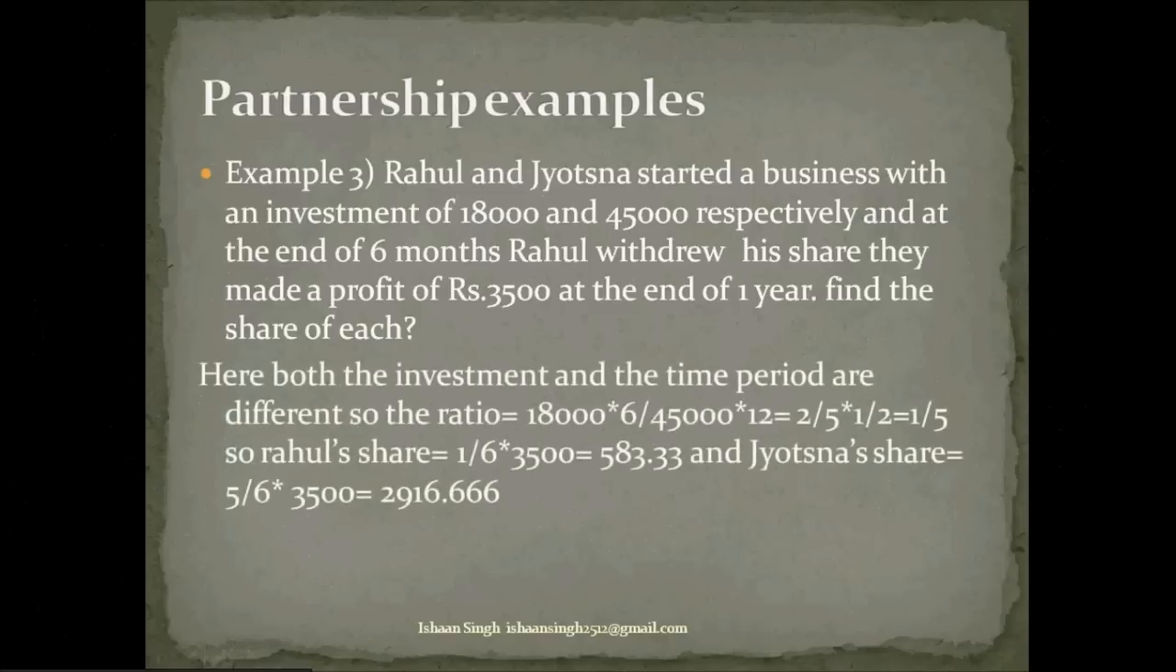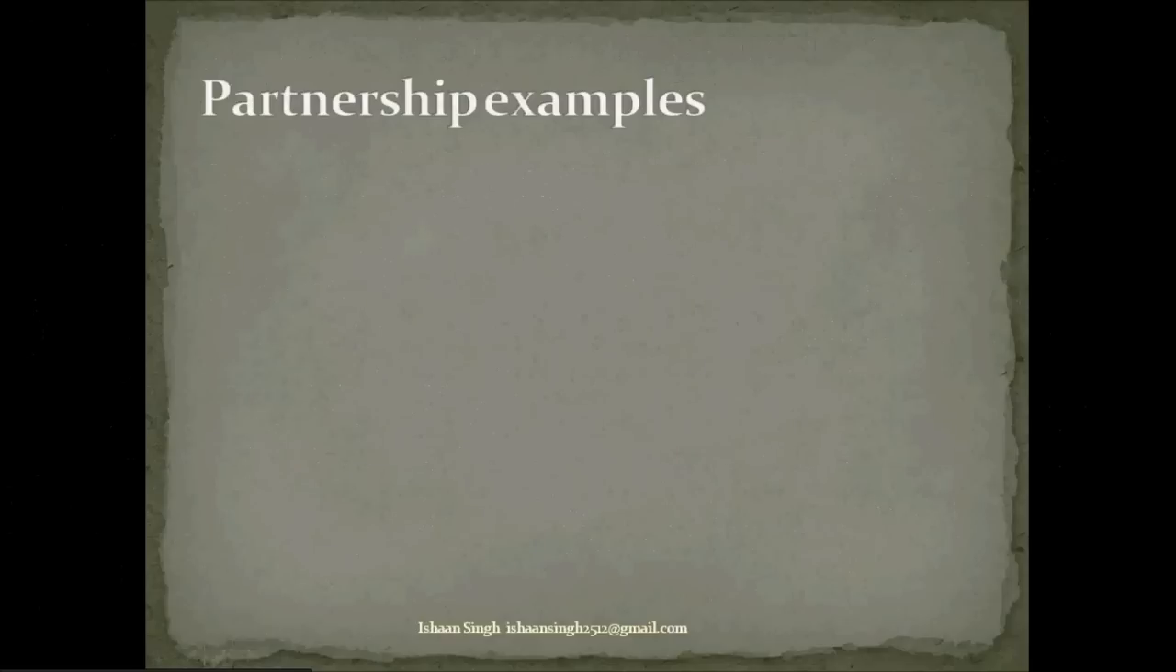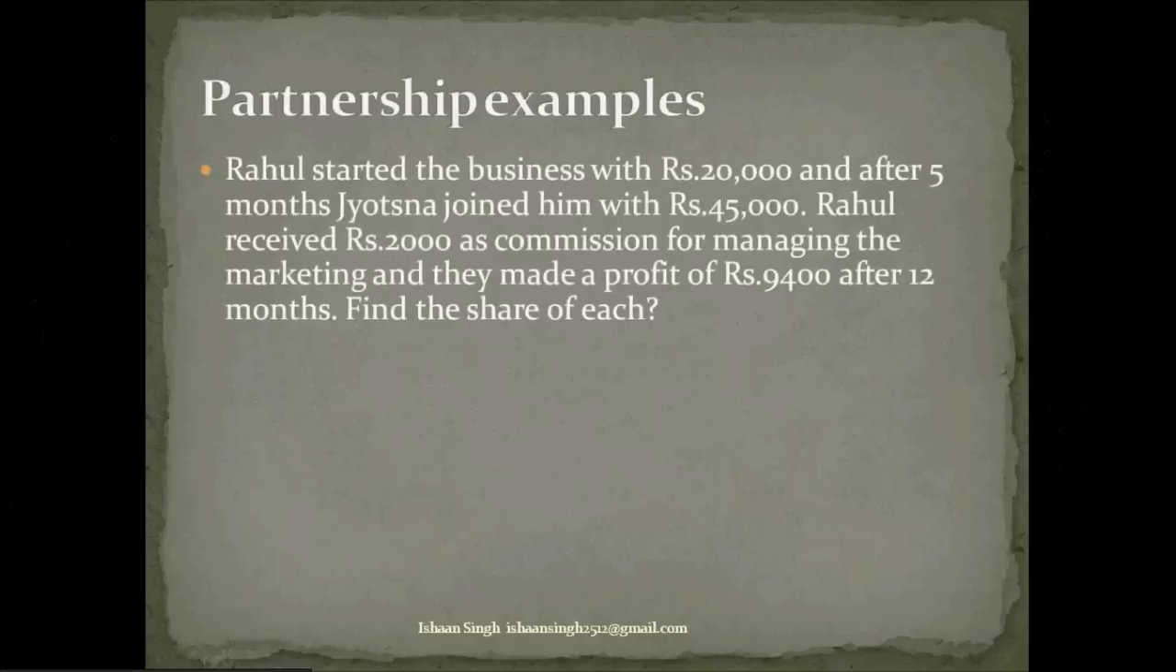So going by that formula, the money will be divided in the ratio of 18,000, that is the share of Rahul, into 6, that is his time period, upon 45,000, the share of Jyotsna, into 12, her time period, and this ratio comes out to be 2 by 5 into 1 by 2 is equal to 1 by 5. So Rahul gets 1 upon 1 plus 5, that is 1 by 6 of the total amount, that is 583.33, and Jyotsna gets 5 by 6, 5 upon 1 plus 5 of the total amount, that is 2916.66.